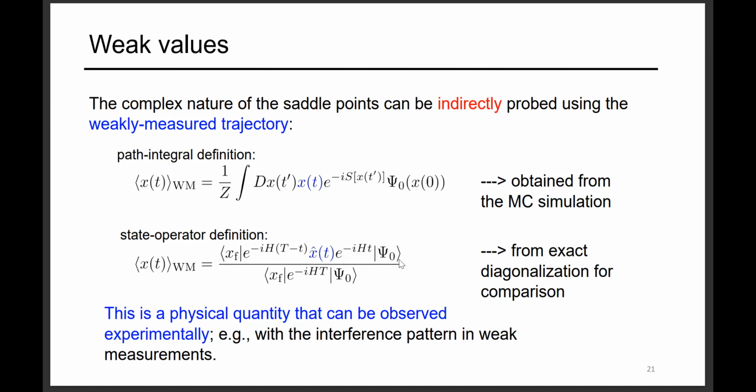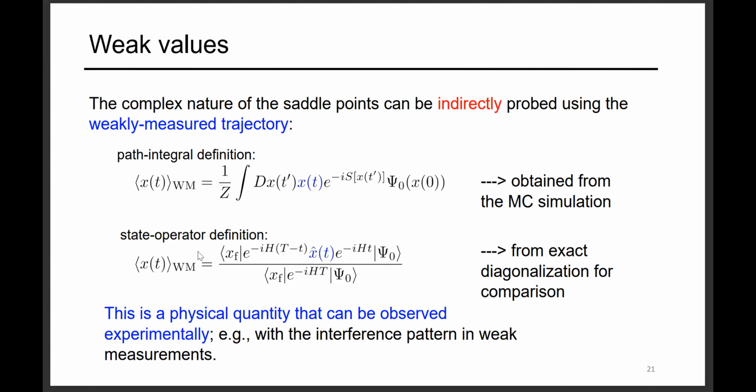But this is in the operator state formalism. The same quantity can be defined in the path integral formalism like this. The right hand side is basically the exponential of minus S effective, but we have to add the trajectory x(t) here, and then we divide by the partition function, and we get the same quantity. So it is possible to calculate this directly in the path integral. We obtain this directly from the Monte Carlo simulation, and we cross-check this with the one that is computed from the diagonalization directly.